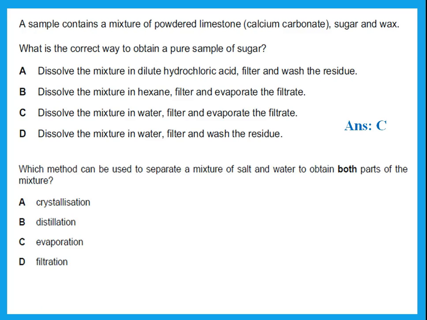Which method can be used to separate a mixture of salt and water to obtain both salt and water? Now, both salt and water means I want the pure water alone and the salt alone. So, will I be able to do that by crystallization? If I do crystallization, I'm evaporating all the water, so I don't collect the water. But if I do distillation, distillation means I'm going to collect the pure water alone and I will be left with the salt in the flask.